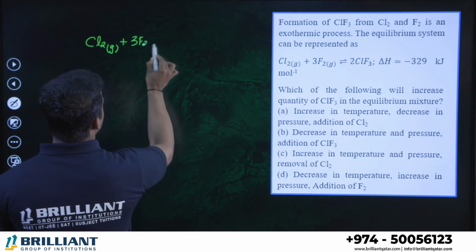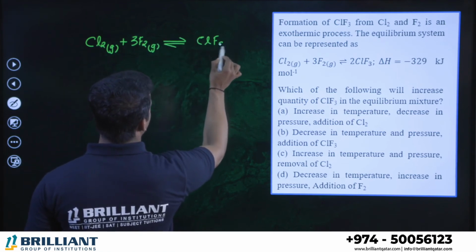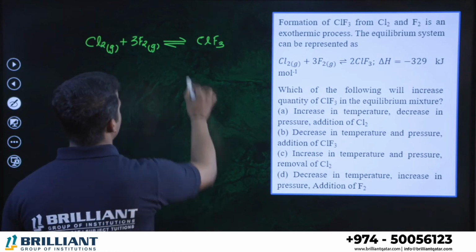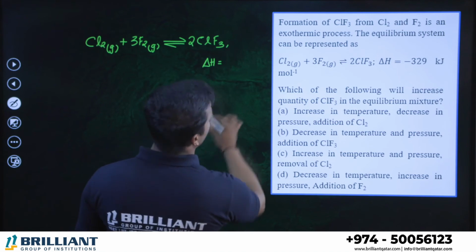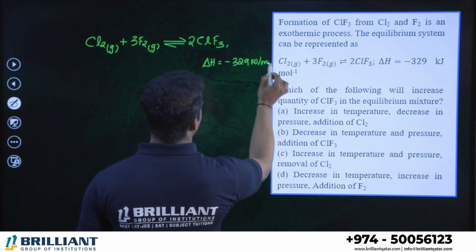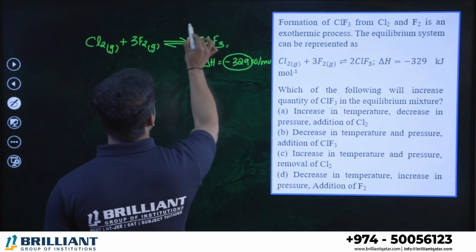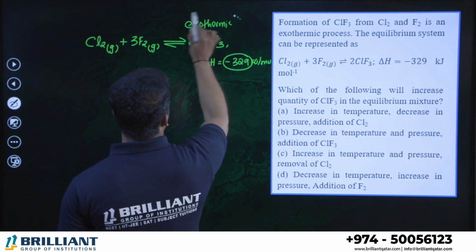3 fluorine, it's a gas. It's giving you ClF3. Alright, ClF3. Okay, let's balance it. See, what is the delta H enthalpy given? It's minus 329 kilojoule per mole. See, minus value, as I told you, it is an exothermic reaction. It is an exothermic reaction.